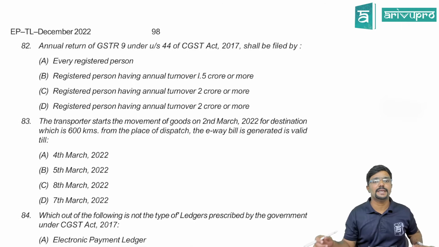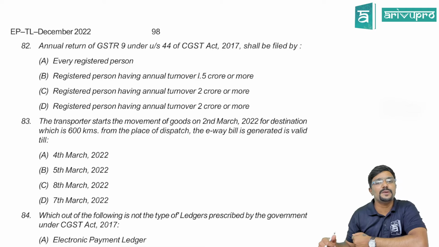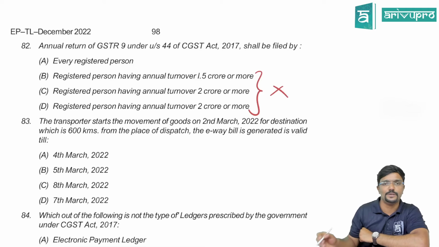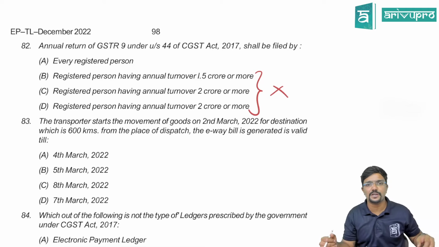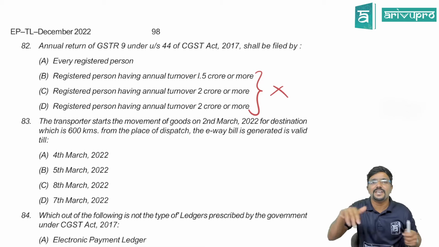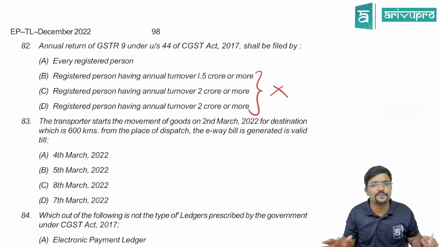Then coming to 82nd, the annual return GSTR 9 under section 54 of the CGST Act 2017 shall be filed by whom? Every registered person having annual turnover of 2 crore or more. See, all these are not a part of the law, but in a few years they are giving some exemptions by way of notification and all. But you guys are expected to know what is there in the law. If they give any extension or exemption with respect to a particular year, you guys are not expected to know that for academic purposes.